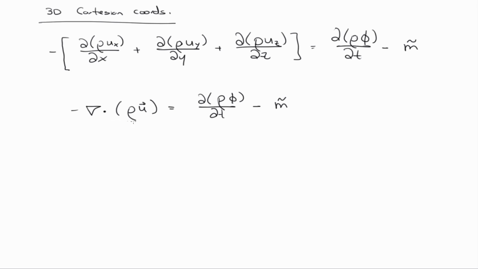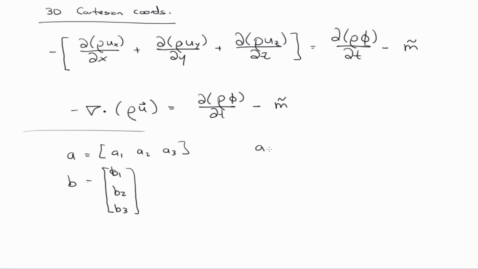So does everybody remember this divergence operator? Does it scare you? Just as an aside, if I have a vector A that has components A1, A2, A3, and then I have a vector B that has components B1, B2, B3, then the dot product A dot B, right, is A1 B1 plus A2 B2 plus A3 B3, right?